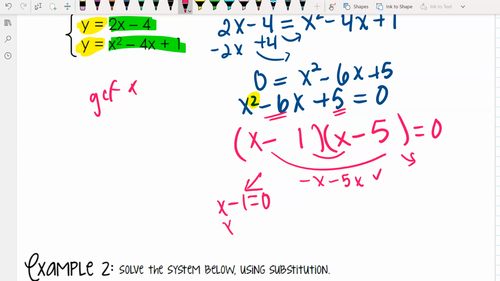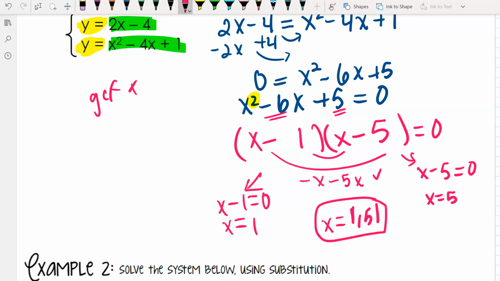So this is good review of how to solve by factoring, because this is what we're going to do for our assessment. You'll need it for your final. So when x is 1 or x is 5, then that's where they intersect. For the x value, we get a solution. However, we are not done.